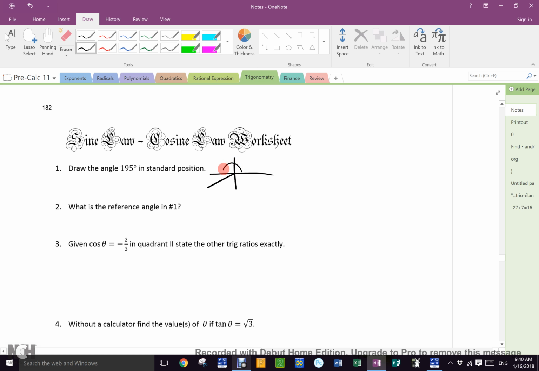That is standard position for that angle. 1 mark for that. Reference angle is right in there. It's 15 degrees. 1 mark for that.